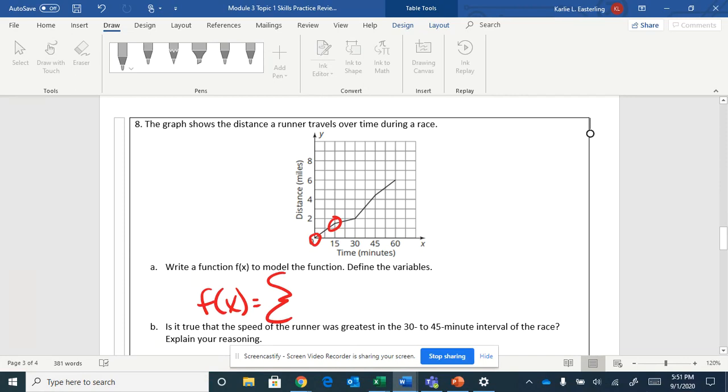And that first point is, why's my pen not working?